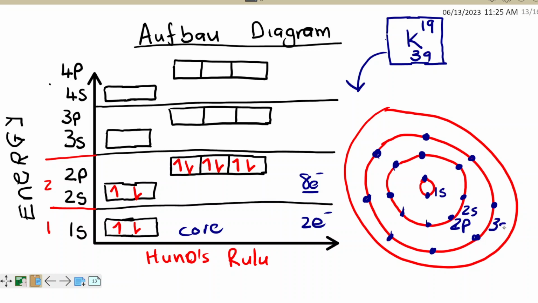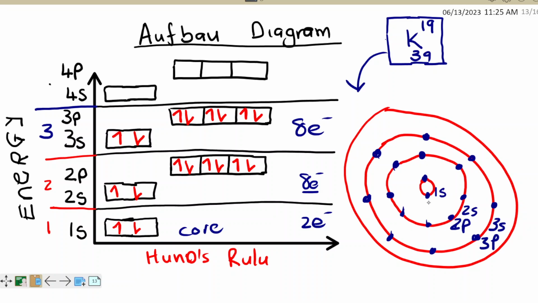Now we are on the 3s, 3p, which is the third one. Now we are in the third orbital. It must also have 8 electrons. So we fill it. 1, 2. Then we are done. 3, 4, 5. Come back. 6, 7, 8. So we are done with the third orbital.